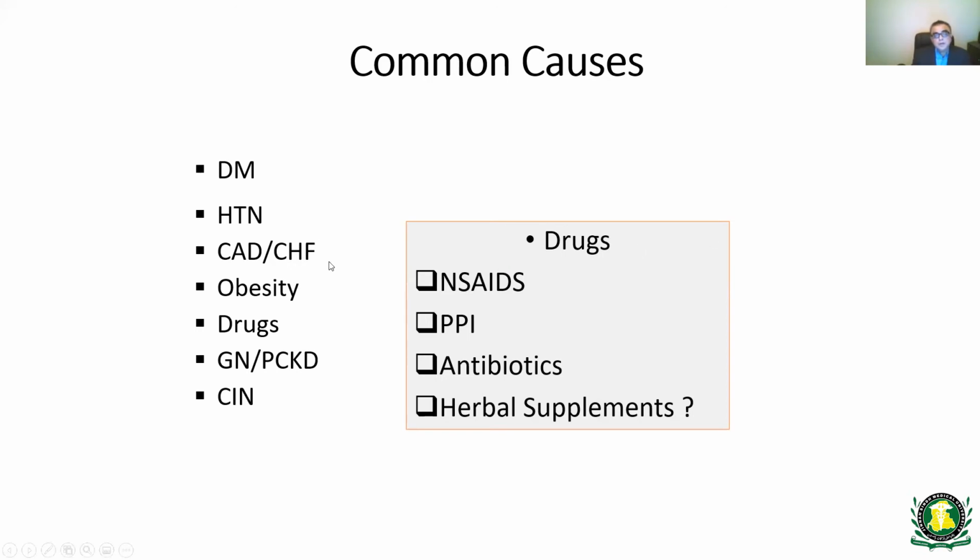Coronary artery disease and congestive heart failure are also very important causes and can cause cardiorenal syndrome in the setting of low ejection fraction. In that case, we work with our cardiology colleagues to optimize the medications. Obesity can cause focal segmental glomerulosclerosis. Drugs we will come to in a second.